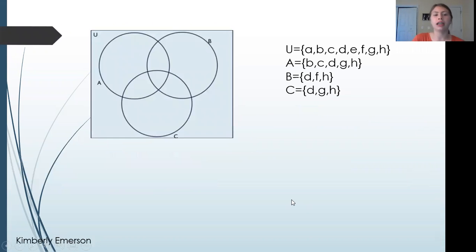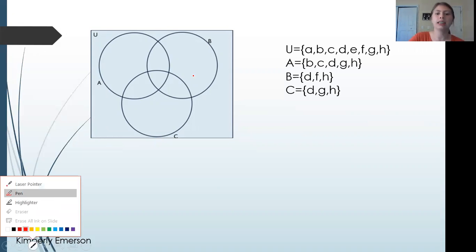Okay, so we're looking at a diagram. In the diagram, there's a whole universe, and within the universe there are sets of variables or sets of numbers. So in our universe, we have the letters A, B, C, D, E, F, G, and H. And then we have separating all of those A, B, and C. All right, let's do an example.